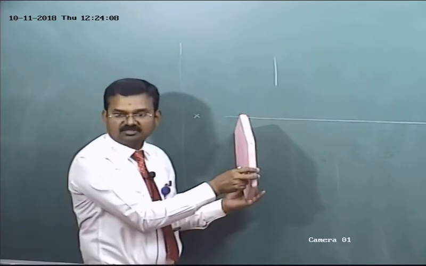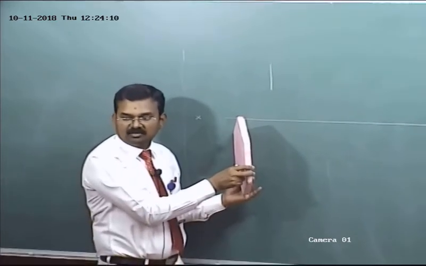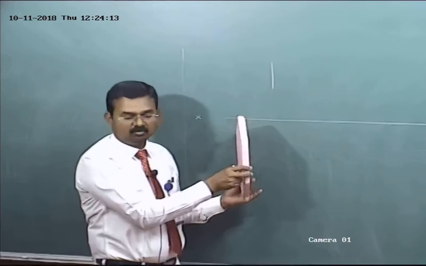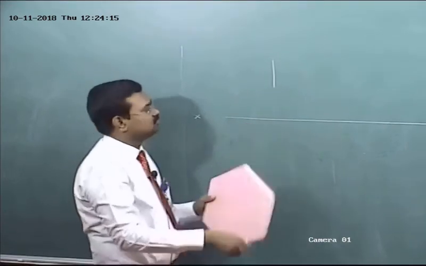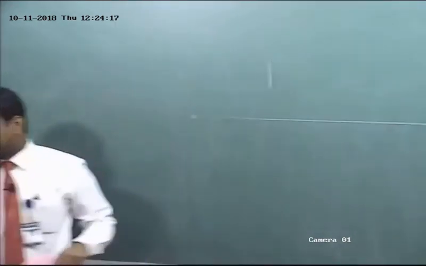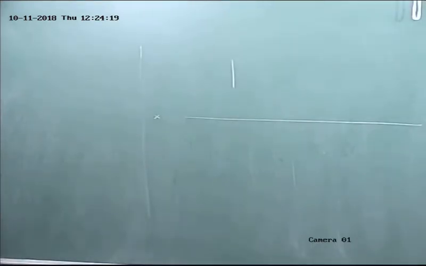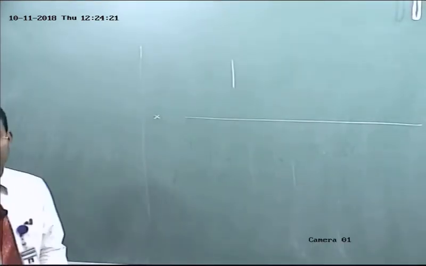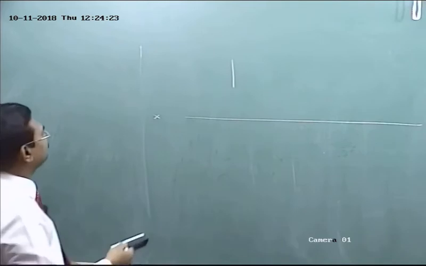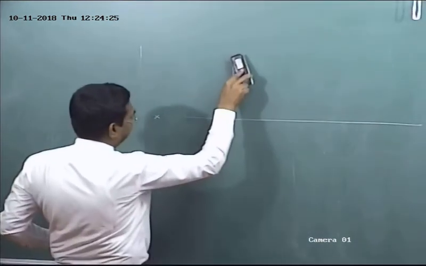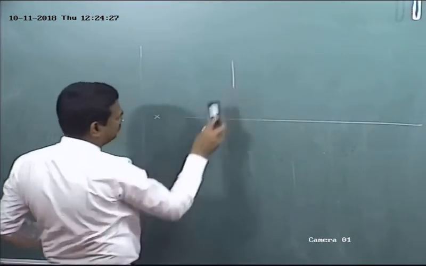This is the given condition. One side will rest on VP. Are you able to follow me? So draw one vertical line. What about the side length of the hexagon? 30 mm. So draw a vertical line for a distance of 30 mm.